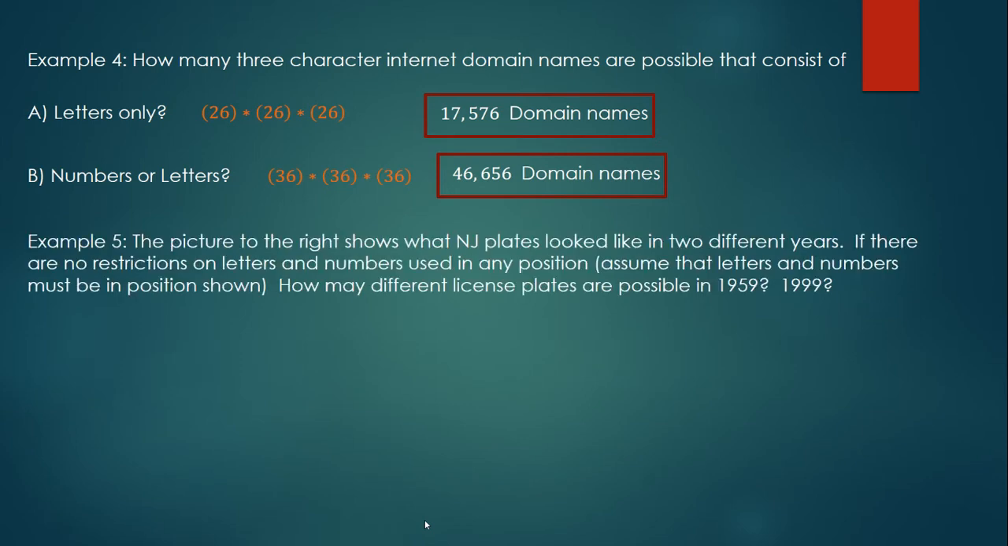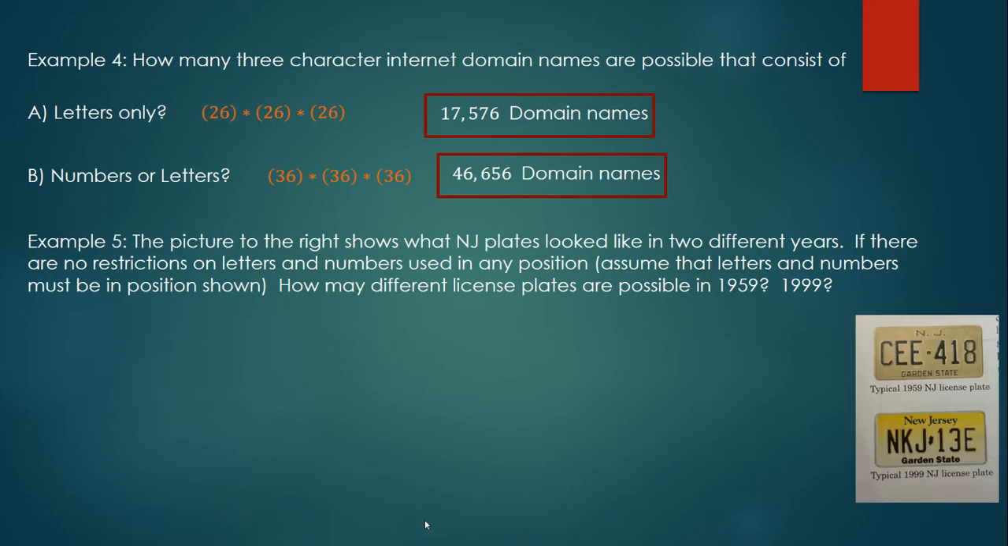46,656 different domain names. The picture to the right, there it is right there, shows what New Jersey plates look like in 2 different years. If there are no restrictions, letters and numbers can be used in any position; assume numbers and letters must be in the positions shown. How many different license plates are possible in 1959 and then in 1999?